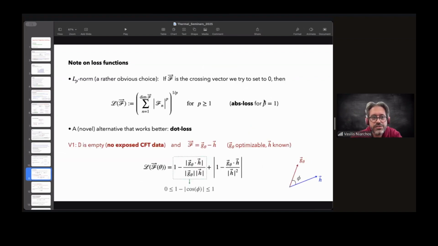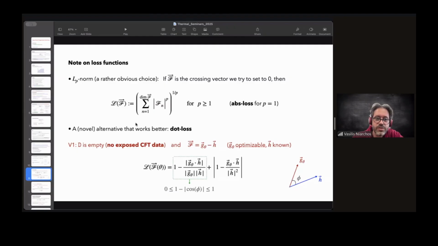Another thing to mention here is what kind of loss I'm going to use. Basically, how am I going to measure the error I'm making in the crossing equation? Let me call f the crossing vector. I'm trying to set it to 0. One simple thing I can do is take the norm of this vector, the standard L2 norm, and try to set it to 0. This is not a unique choice. Obviously, I can use an LP norm, where P is greater or equal than 1. For example, P equals 1 is where I'm summing the absolute values of the components of this vector.